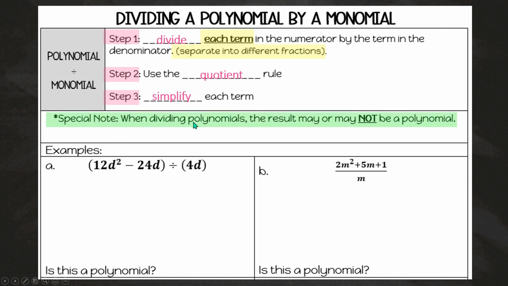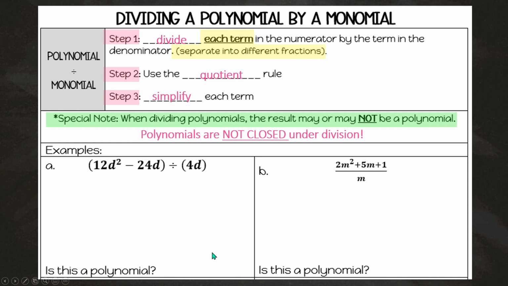Special note that when we are dividing polynomials, the result may or may not be a polynomial. What that means is that polynomials are not closed under division. So when we were adding, subtracting, and multiplying polynomials, the answer was always another polynomial. But when we are dividing polynomials, we will not always get a polynomial.